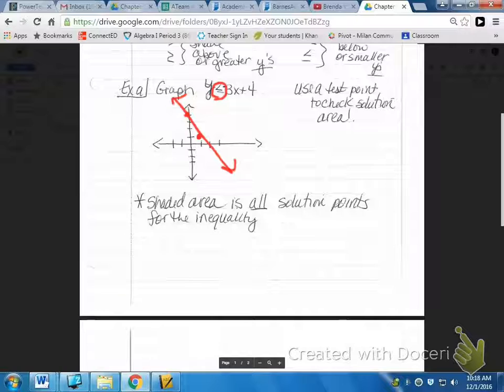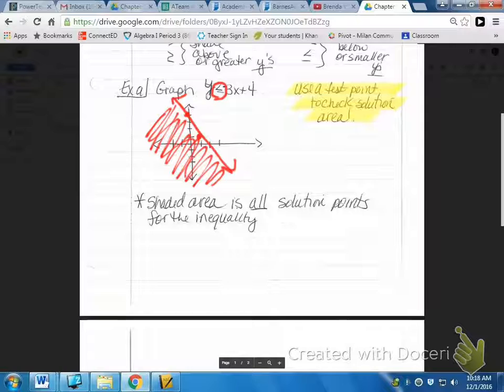And less than or equal to means that it should be below or the smaller y values, which means that I would shade all of this. Now, when you guys shade, you can use the side of your pencil and literally shade it in. With this thing, I can't really do that, so I'm just going to kind of do lines. Shaded below.